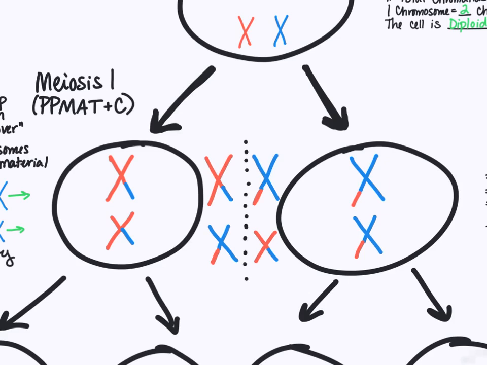So you can see that in our daughter cells after the first round of meiosis, we have a lot of different genetic combinations that can occur. Because of crossing over, we now have sister chromatids that are no longer identical. And depending on how the homologous chromosomes pair up during independent assortment, we can end up with a different combination of homologous chromosomes in each of our daughter cells.